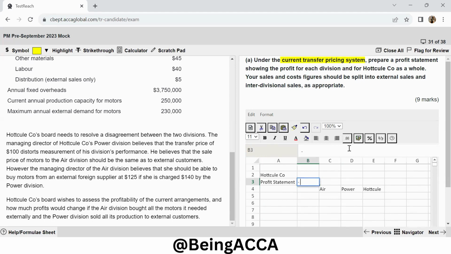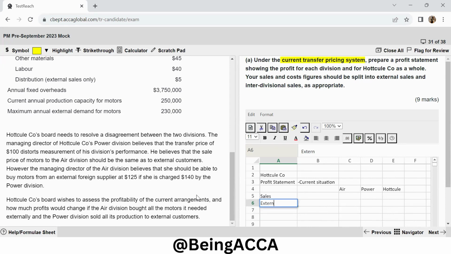I can write over here that this is the current situation, right? This is our current situation. Right, so let's first get started. First of all, what do we say in our profit statement? The first thing is sales. So how are we going to write about sales? First of all, how much is the division selling externally? Let's first find out the external sales.